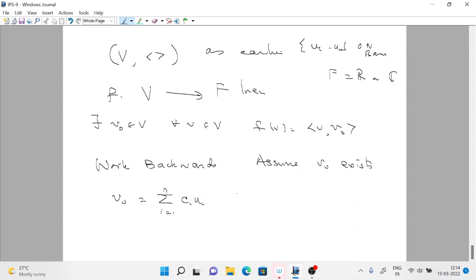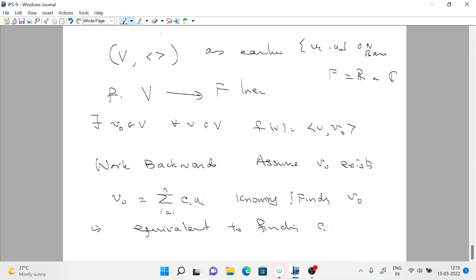So knowing or finding V0 is equivalent to finding Ci, right? But that's very easy, because what is Ci? You already know. If I write V0 as summation Ci Ui, Ci is the orthogonal projection of V0 onto the one-dimensional subspace spanned by Ui. And therefore the Ci is given by V0 inner product with Ui. Do you remember that? Yeah.